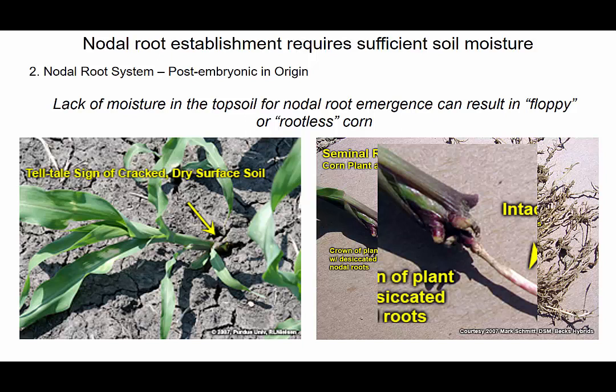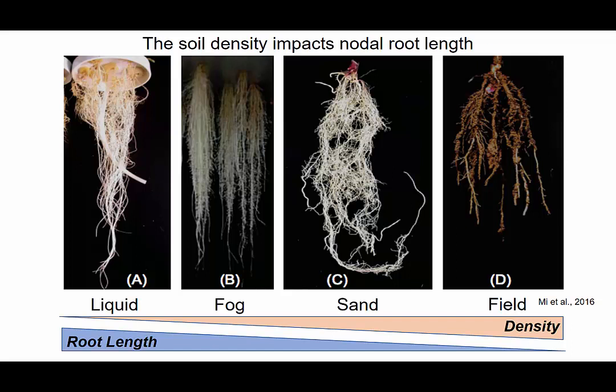And now if we look throughout the life of the plant, we see differences from the type of soil, the soil density, and how that impacts the root system. In this case, looking at root length. So on the left, we have roots that are grown in liquid, roots that are grown in fog, sand, and the field environment. And you can see these massive differences in root length in these different environments. And it corresponds to the density of the material.